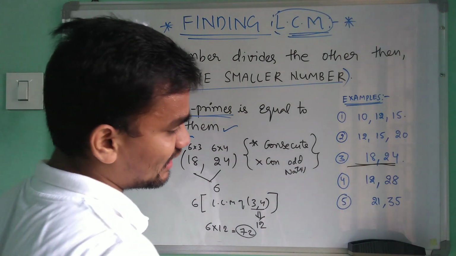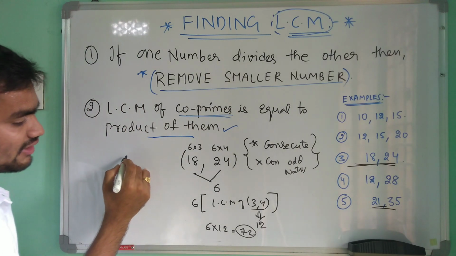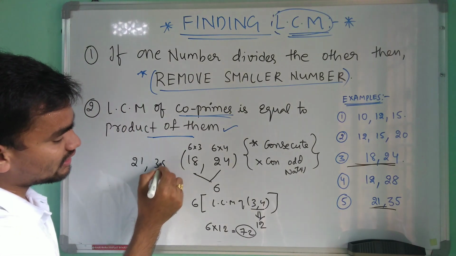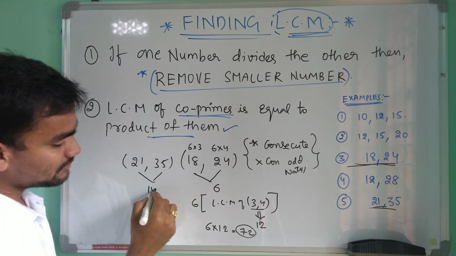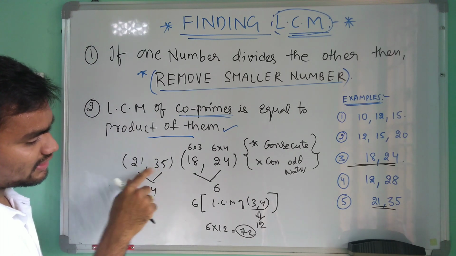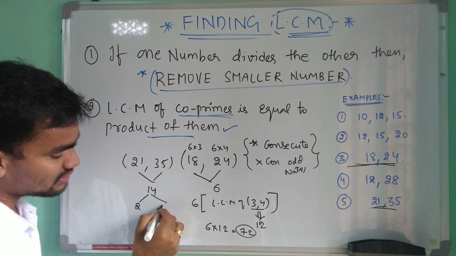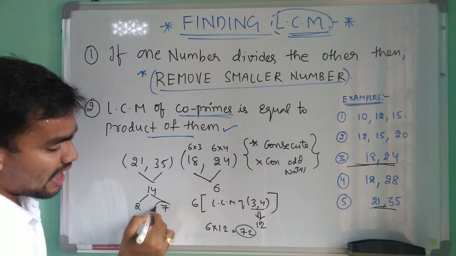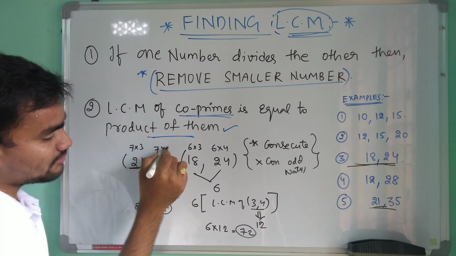Similarly, let me take another example, that is 21 and 35, fifth example. To find the LCM of these two numbers, 21 and 35, the difference of these two numbers is 14, but you cannot take 14 directly common. So now you split this into factors, that is 2 into 7. And now you can split 21 as 7 times 3 and 35 as 7 times 5.